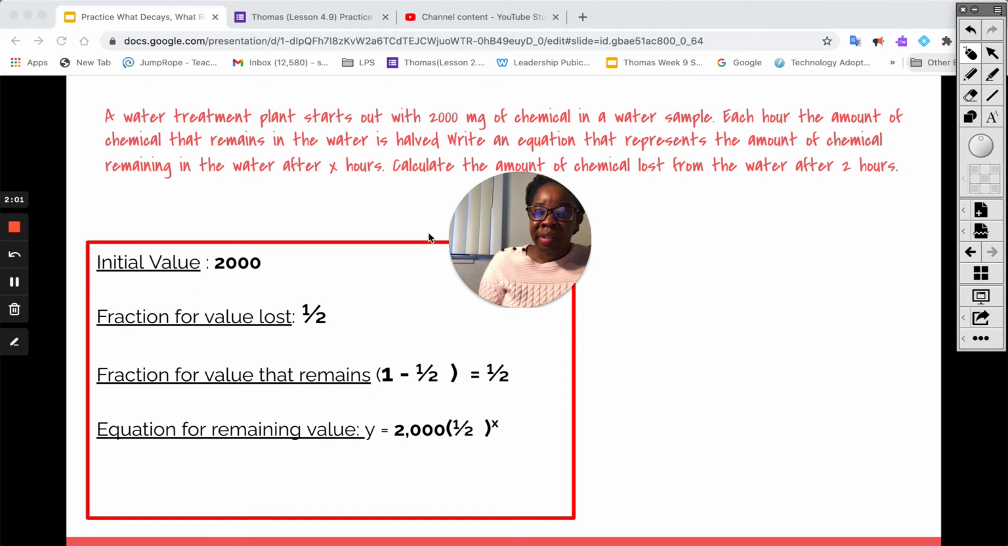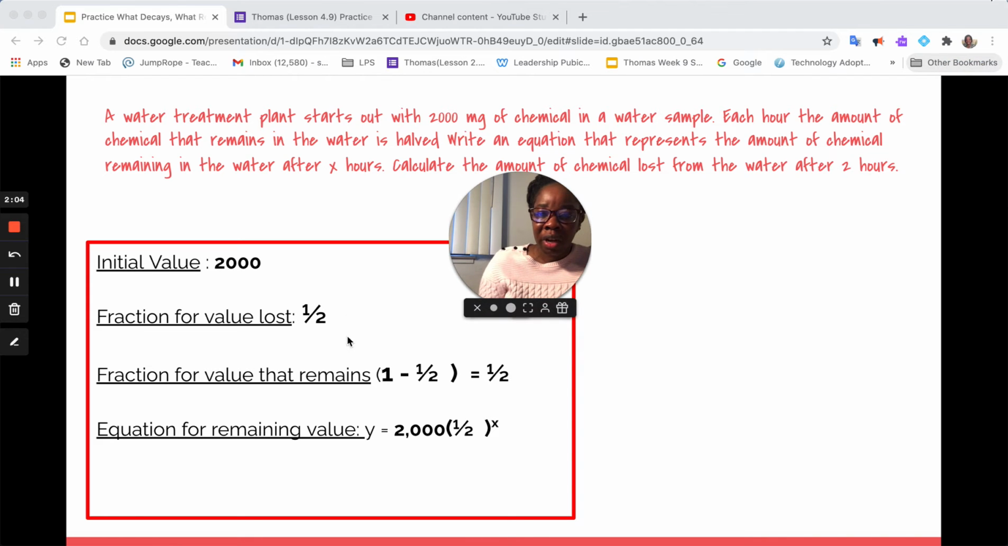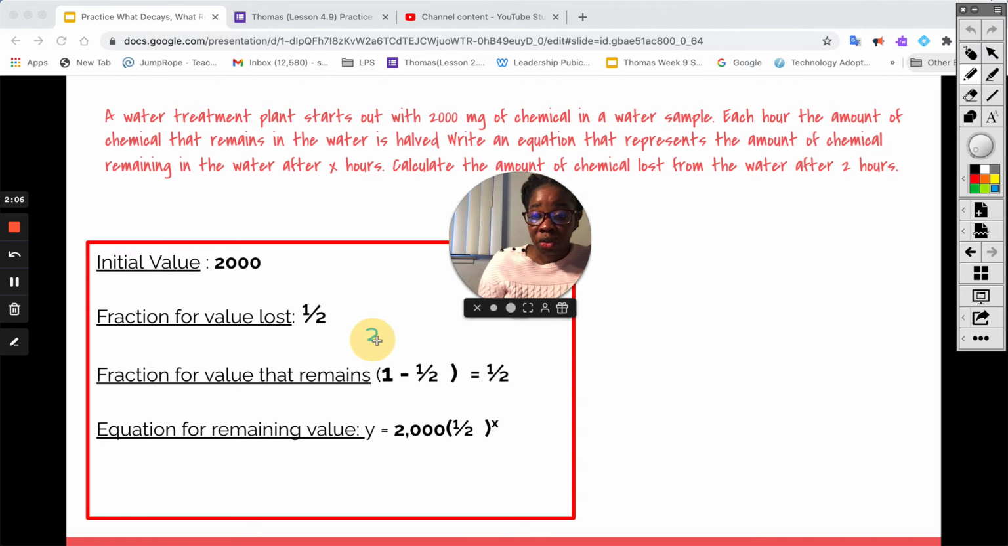And the way we set this up, remember we showed you earlier on, that 1 is going to be 2/2. So whatever your denominator is, the numerator is going to be the same. 2 divided by 2 is 1. That's how we're getting 1. That's 1/2. Keep your denominators, subtract your numerators. That's how we're getting the remaining amount. So the equation that represents the remaining amount is going to be y is equal to 2,000 times 1/2 raised to the x.